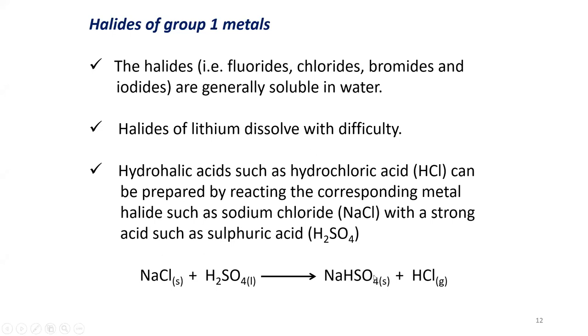Your HCl, which is the halide of chlorine, of course, is a halide. The reaction between hydrogen and chlorine forms the halide, and it can also be prepared by the reaction of H2SO4 and sodium chloride. So your hydrohalic acid, such as HCl, can be prepared by reacting the corresponding metal halide, such as sodium chloride, with a strong acid, such as sulfuric acid.